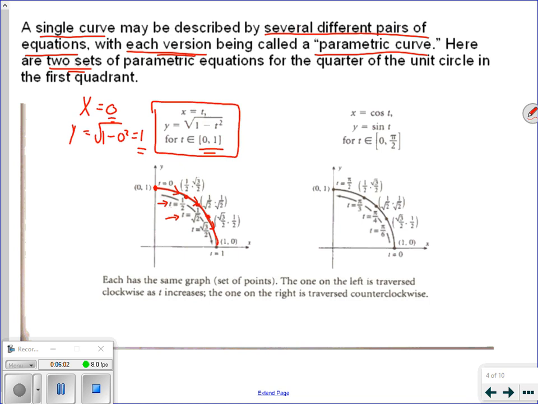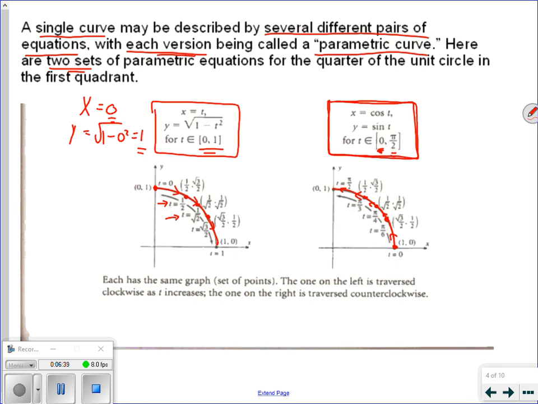And here is the exact same curve described with a different set of parameters. So I'm using the t values between 0 and pi over 2. And honestly, this is the way you're used to seeing a unit circle being drawn. And that is a parametric equation. So if I plug 0 in for t, I'm going to be at the point (1, 0). If I plug in t equals pi over 6, I'm going to be here. If I plug in pi over 4, I'm going to be here. Pi over 3 is here. So in this case, it's the same parametric curve, but it's being drawn in a different direction.